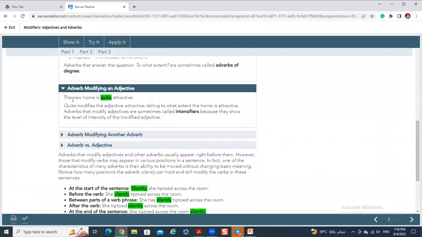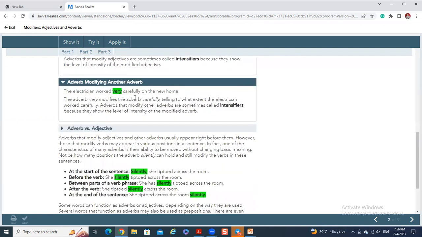An adverb that modifies an adjective: the new home is quite attractive. So quite here modifies attractive. And take care, attractive is an adjective that modifies home. An adverb modifying another adverb: the electrician worked very carefully on the new home. So very modifies carefully, and carefully is an adverb modifying worked.